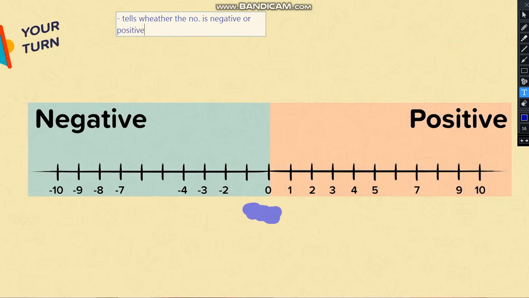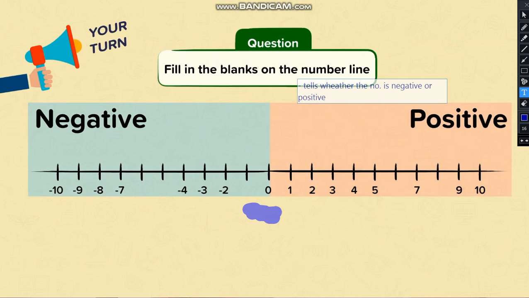Your turn now. Can you fill in the blanks on this number line? Pause the video and have a go. Well done if you got negative 6, negative 5, negative 1, 6, and 8.